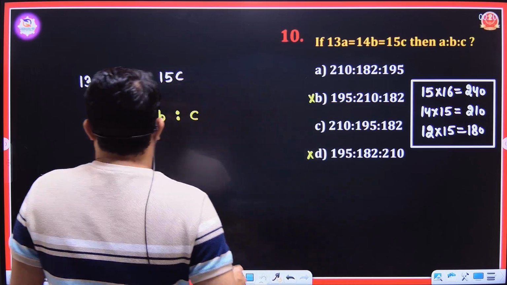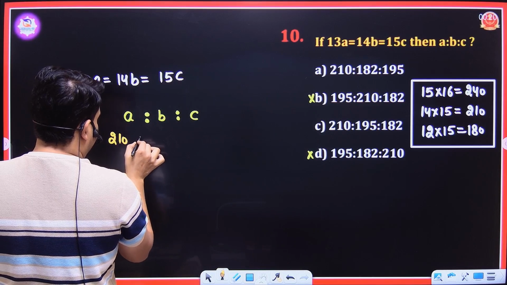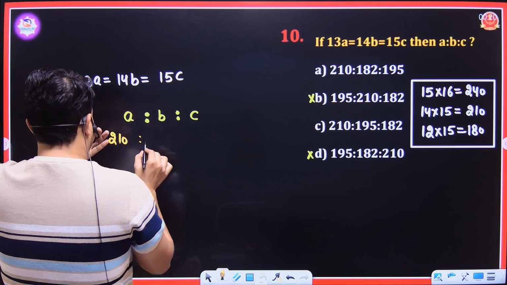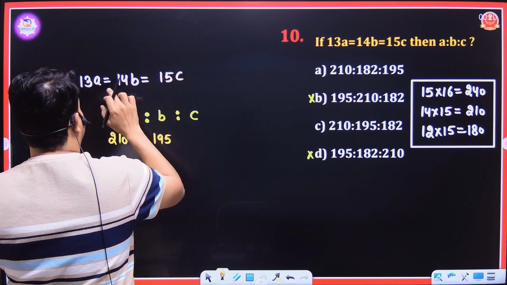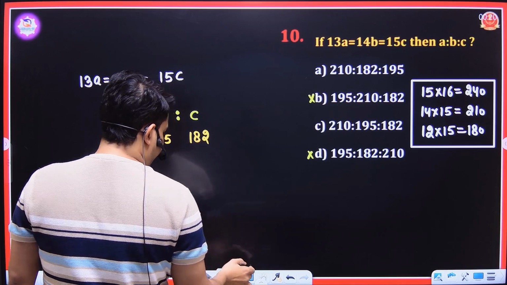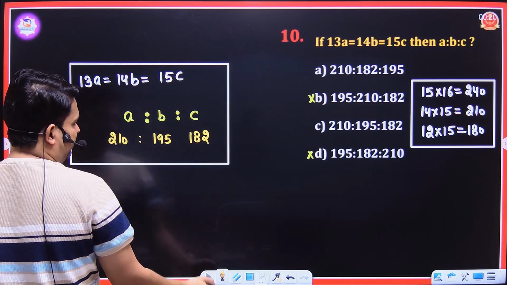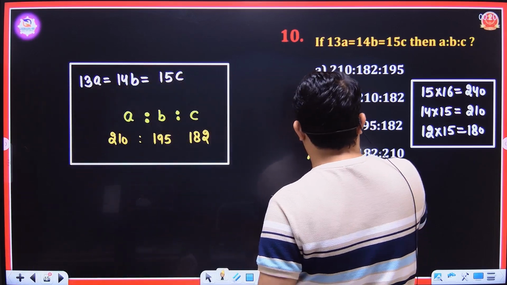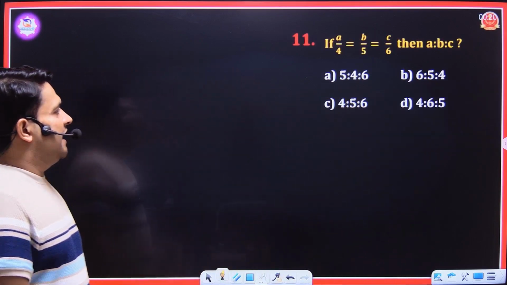See, 14 into 15 is 210. If I hide B, 13 into 15 is 195. If I hide C, 13 into 14 is 182. This one is my answer. These numbers are co-prime, they cannot be divided by any common number. So C is my correct answer.